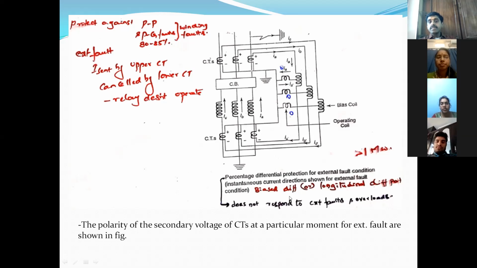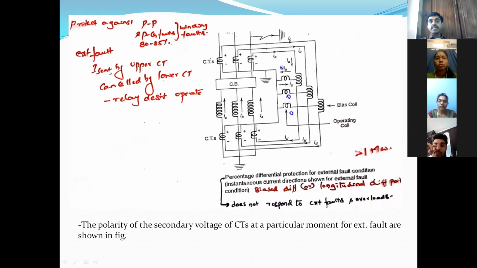So this does not respond to external faults and overloads, because overload is not a fault, but it leads to temperature rise. So let us see what points we have discussed. It is used for phase-to-phase faults and phase-to-ground faults, that means winding faults, percentage differential protection. But for phase-to-ground faults, it protects only 80 to 85% of the winding, not 100% of the winding. This is a very important point. This we are going to address in the restricted earth fault protection.